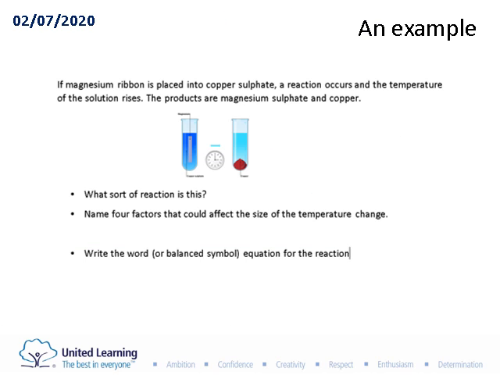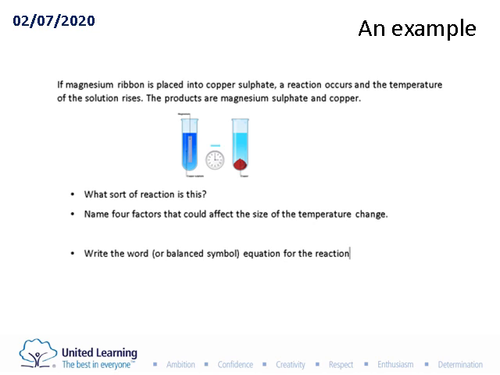So let's move on to some new content, and we're going to talk about how you can investigate exo and endothermic reactions, okay? So in your booklet you have this question, exactly the same as what's on the slide now. It says that if magnesium ribbon is placed into copper sulfate, a reaction takes place. The temperature of the solution rises. The products are magnesium sulfate and copper.